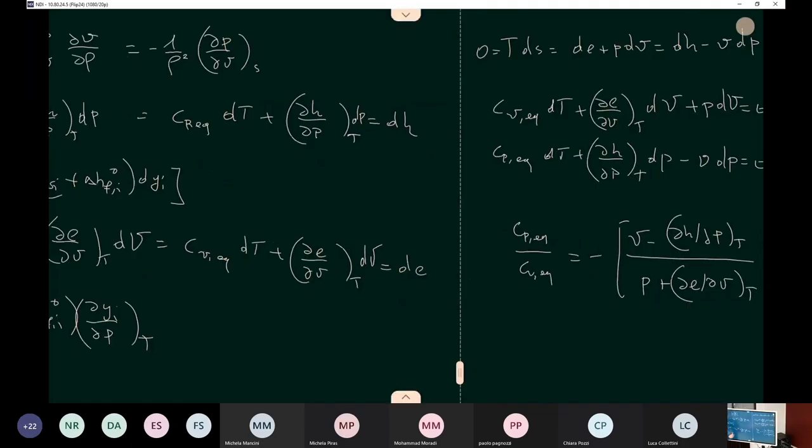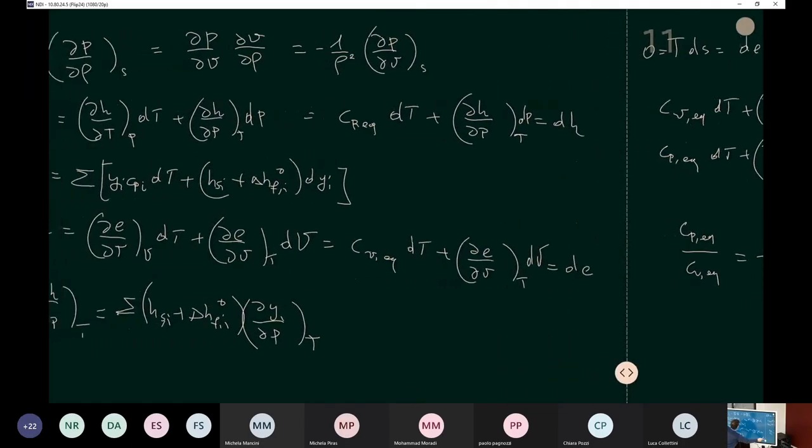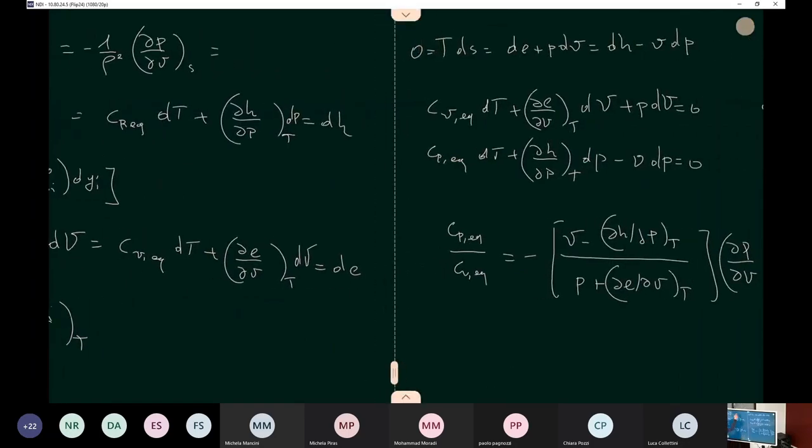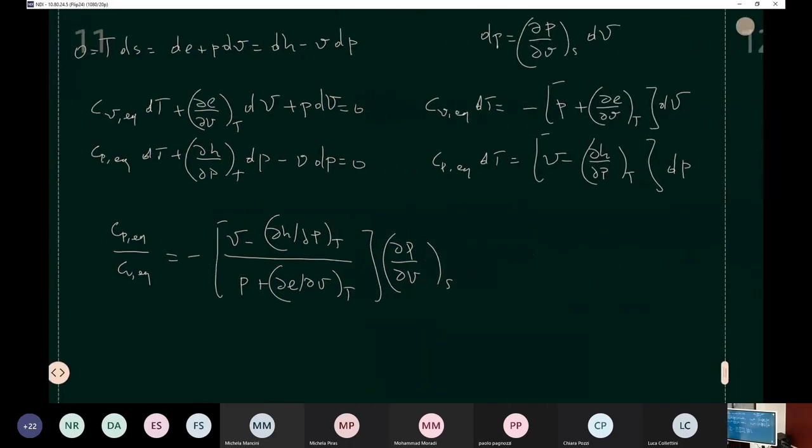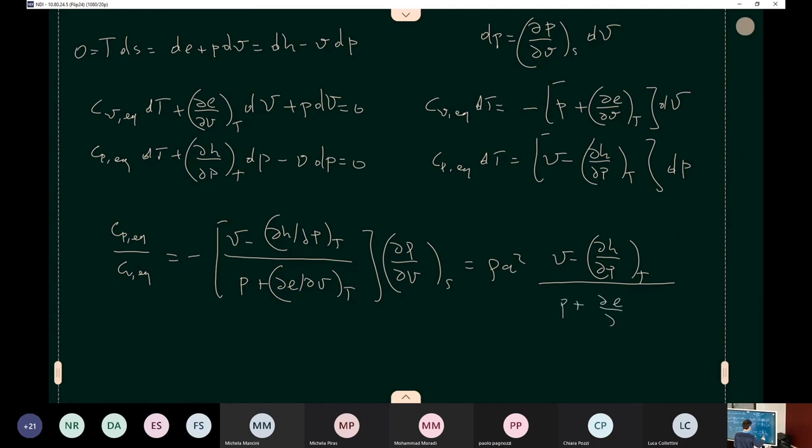So if you look here, you see that, sorry, this is A squared. So you see that we have dP dV at constant entropy here, which is exactly rho squared A squared, with this minus in front too. So this expression can be written as rho squared A squared times V minus dH over dP at constant temperature over P plus dE dV at constant T.